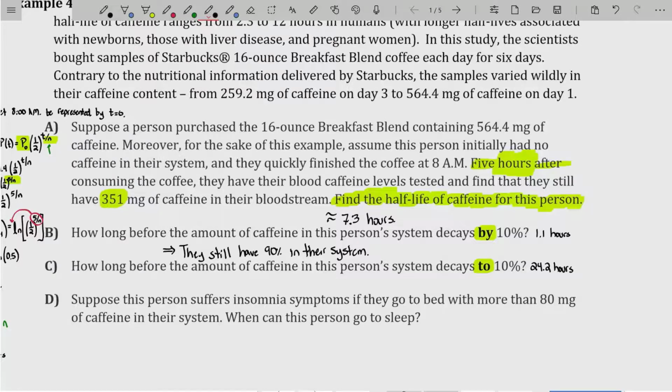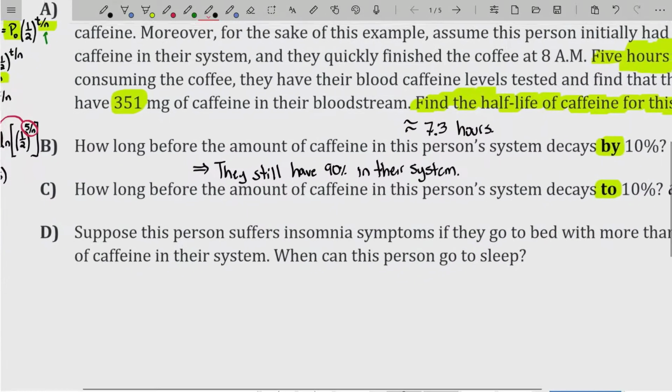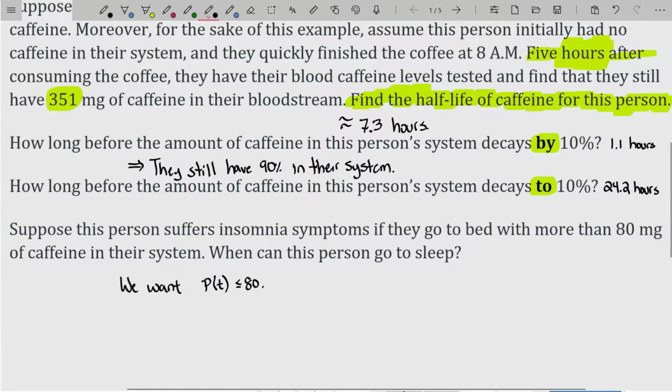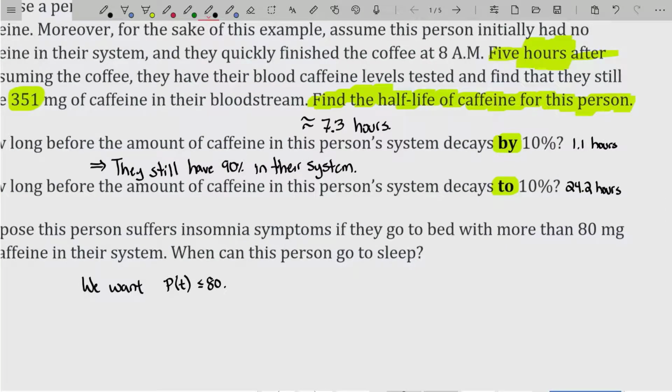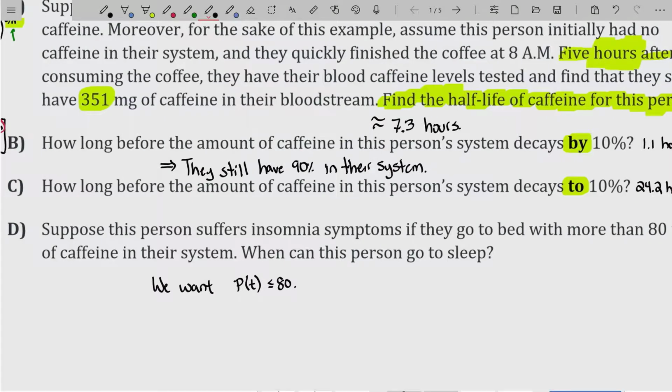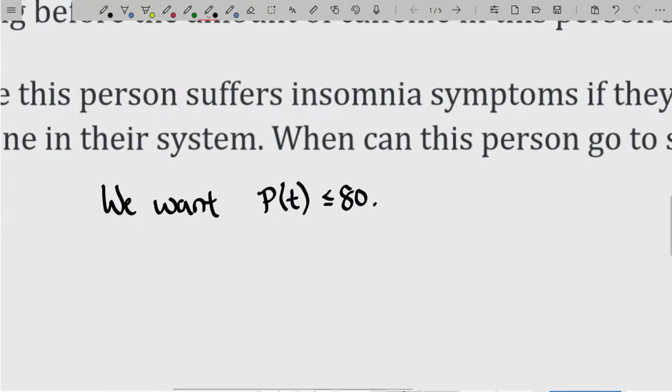Well, let's find out. They had it at 8 a.m. Let's say it was 8 a.m. on a Monday morning they had that drink. When can they go to sleep if they will suffer from insomnia if they have more than 80 milligrams of caffeine in their system? Well, I'm going to write it down below. We want the amount of caffeine in this person's system to be less than or possibly equal to 80 because, again, they can't go to sleep if they have more than 80 milligrams of caffeine in their system. So we just want the amount of caffeine in their system to be less than or equal to 80 milligrams.